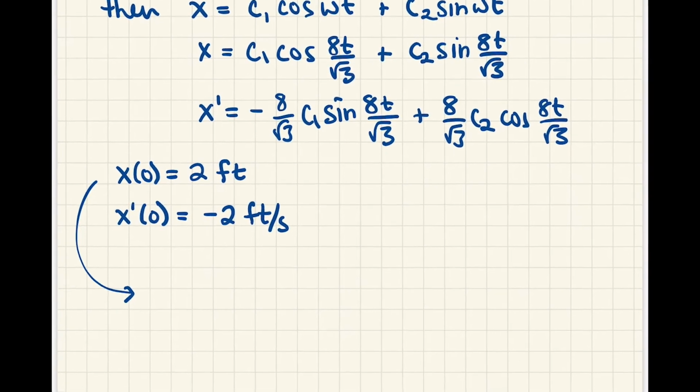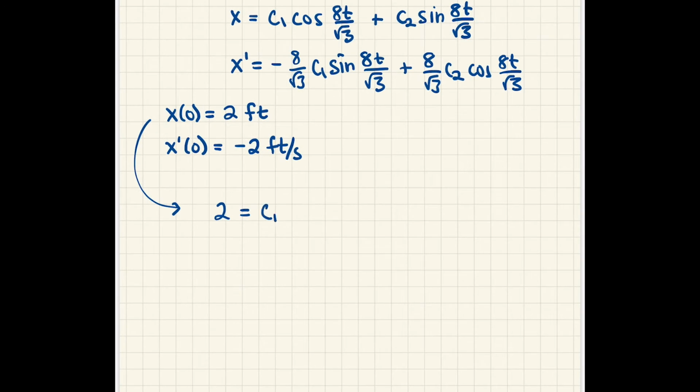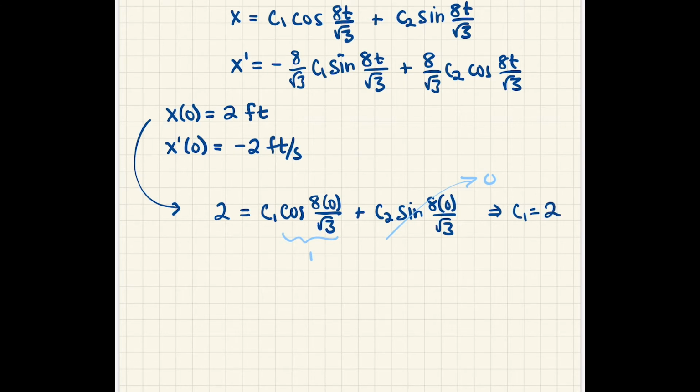So we get an x value of 2 when we have a t value of 0. Okay, lovely. That's of course equal to 0 there. And really, this part here evaluates to 1. It's cosine of 0. So we can see right away that c1 is equal to 2. Okay, so now we'll use the first derivative to find c2 using this particular input.